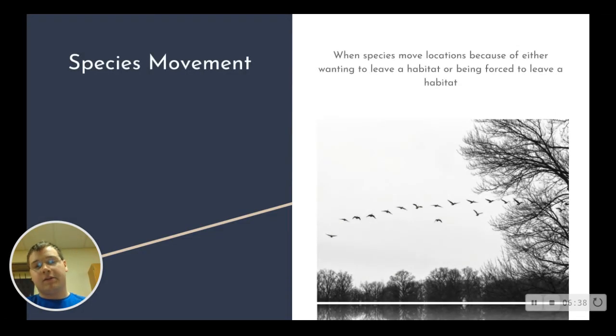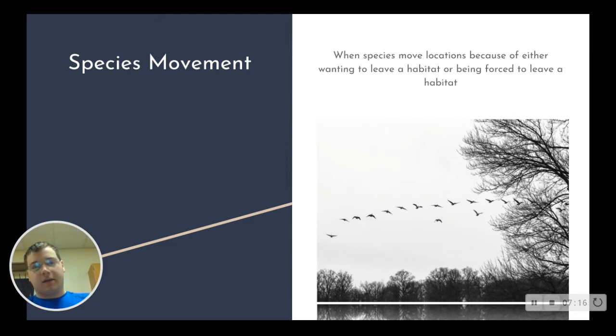Next up is species movement. This is when species move location, either because they want to leave their habitat or they're being forced to leave their habitat. An example of being forced to leave is, say, there's a forest and then people come in and cut down all the trees. Well, organisms in there that relied on the trees can no longer rely on them because they're not there. So they are being forced to move to another place, and they have to find a new home.